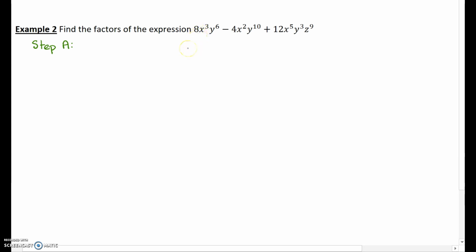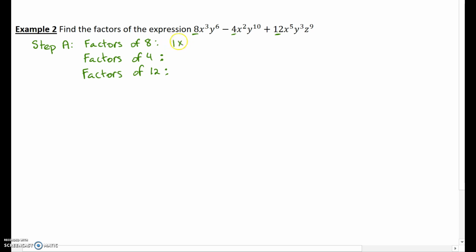Now step A said to just look at the numbers and find the greatest common factors of the numbers in each term of the expression. So we'll look for the factors of 8, the factors of 4, and the factors of 12. And we'll list these out, okay? Because 8, 4, and 12 are the numbers that were involved in each of the terms.